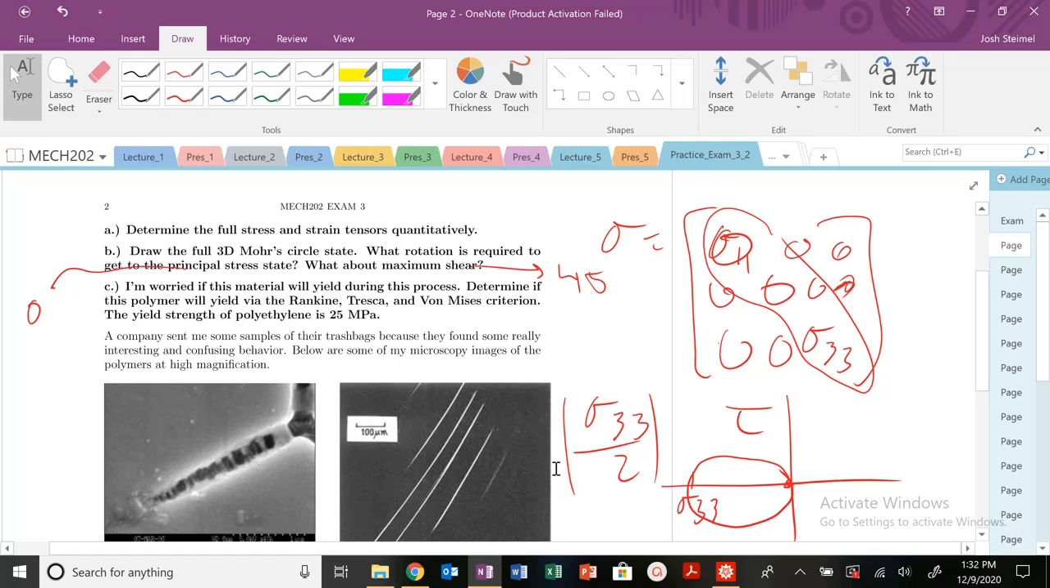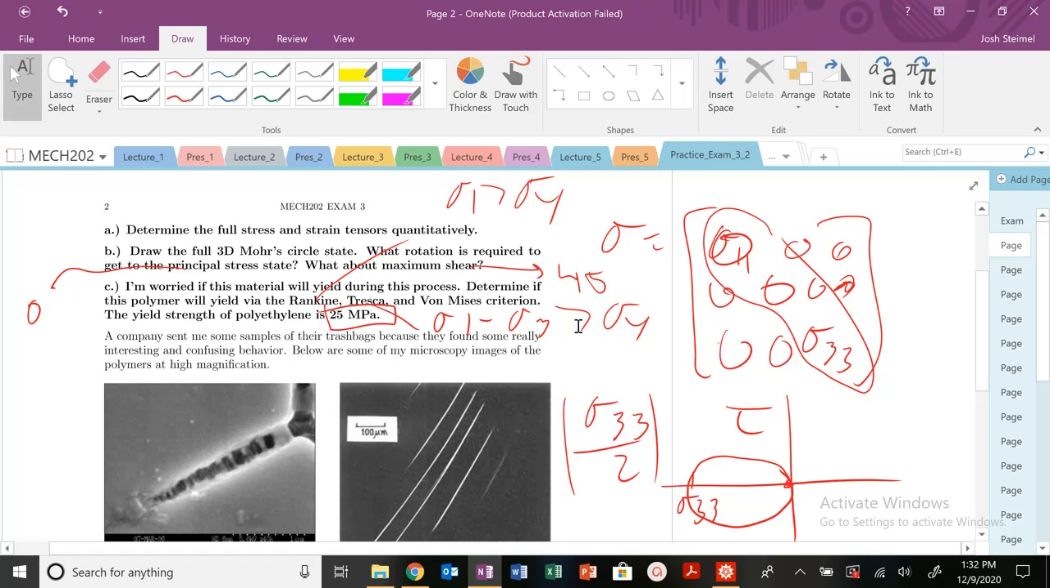I'm worried that this material will yield during the process. Determine if it will yield via Rankine, Tresca, and von Mises. So Rankine, we know that sigma 1 is greater than sigma y. Tresca, sigma 1 minus sigma 3 is greater than sigma y. Von Mises, we kind of know that criterion as well. And the yield strength of polyethylene is 25 megapascals.